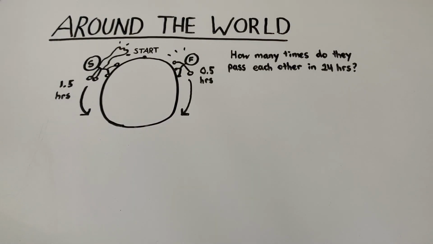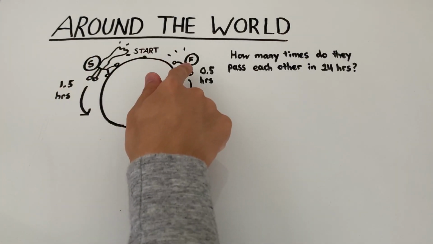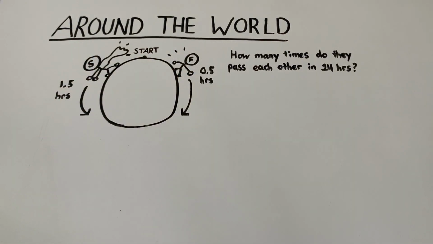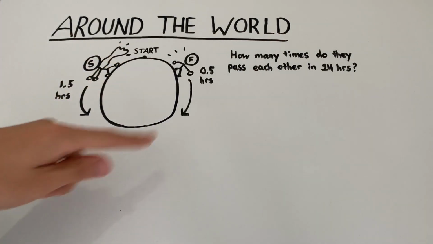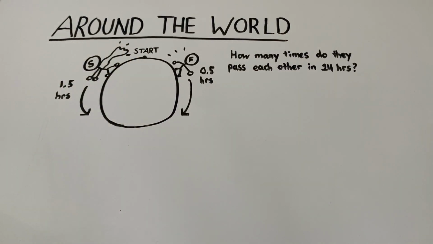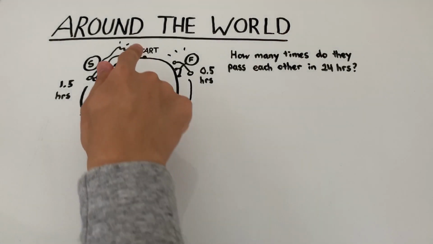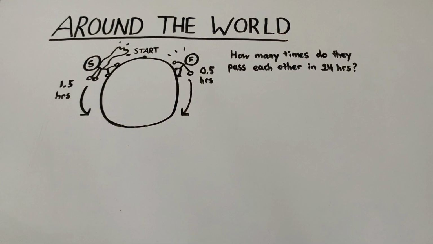Today, two of the fastest superheroes, Superman and Flash, are going to race around the world. Now, it usually takes Superman 1.5 hours to go around the entire world, while it takes only Flash half an hour. And today, they're both going to start at the same place. And at the same time, they're both going to take off.